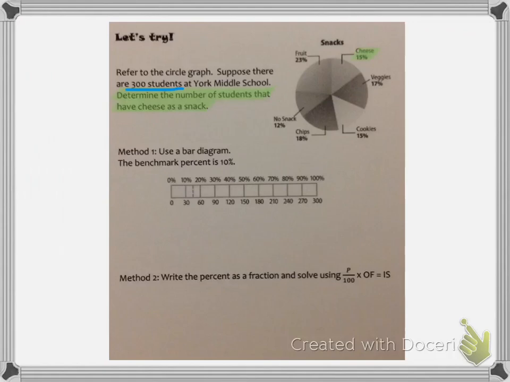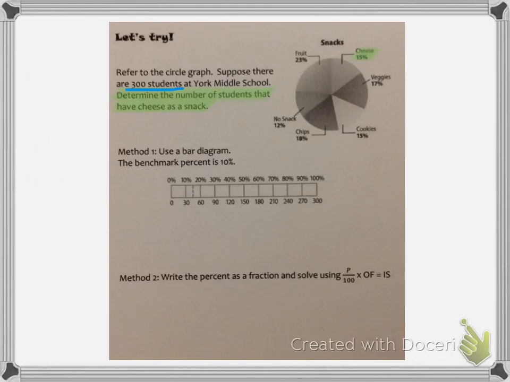And when we write our bar diagram, the benchmark percent that we're going to use to model our numbers is 10%. So we have a rectangle here, a bar diagram, and this bar diagram represents the entire number of students at the middle school, all 300. And that's 100% of the students. So you can see it on the bottom here, we're counting the number of students, and on the top we've listed the percents. So 300 students is equivalent to 100% of the students.